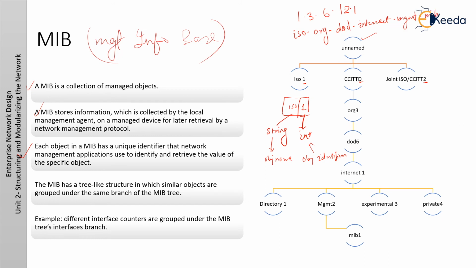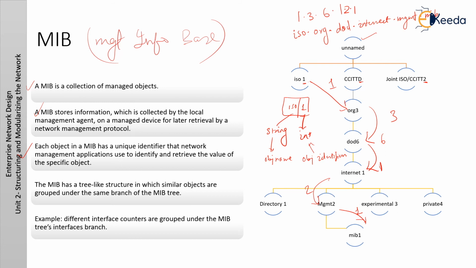How is this coming? We go layer by layer. 1.3, 3.6, 6.1, 1.2, 2.1. This is the way. So how this is represented, you can easily do this.